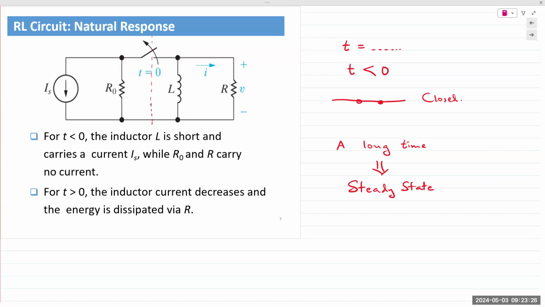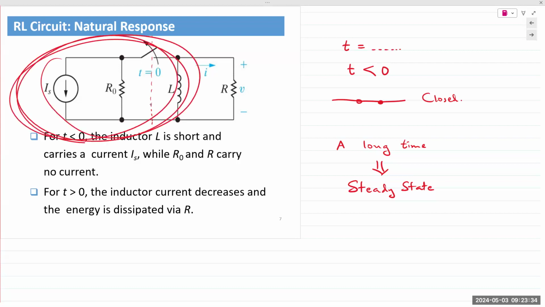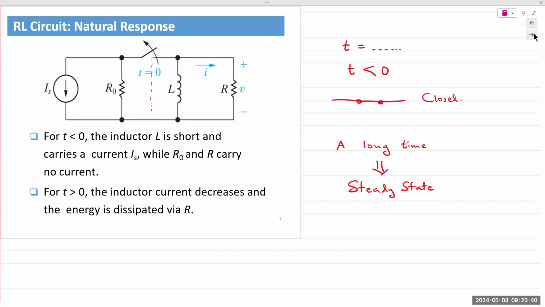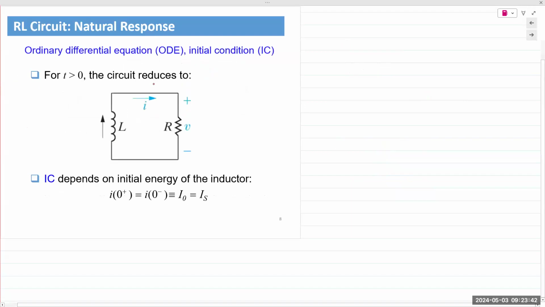At steady state, inductors behave like a short circuit. And because it's behaving like a short circuit, everything is flowing through that inductor. Nothing is flowing through that resistor. Okay, the inductor is fully charged. At time t equal to 0, the switch is flipped open. The circuit reduces to a single inductor and a single resistor.